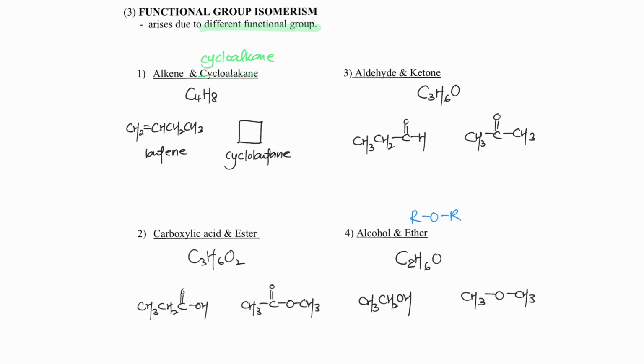So in total we have moved into 3 different kinds of structural isomer, where we have chain isomerism, positional isomerism, and lastly here we have functional group isomerism. So they are all the examples of structural isomerism. So that's all for today's video.